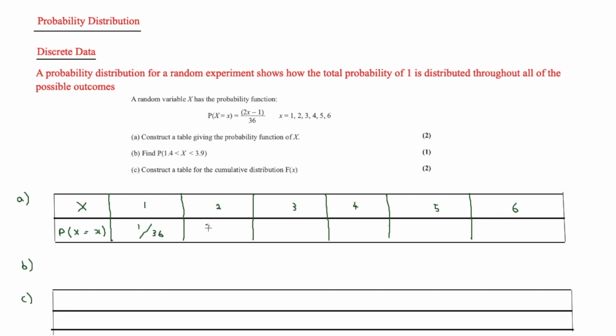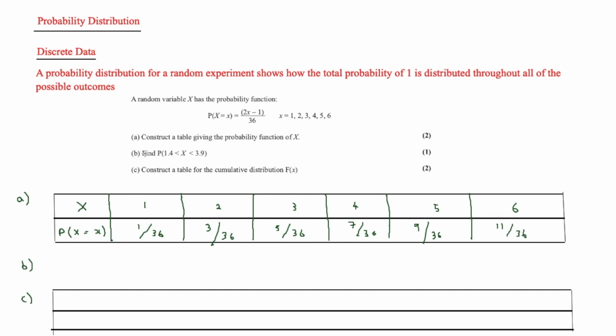Next one is going to be 3 over 36. Again, we're literally just subbing in these. So the next one will be 5 over 36. Then 7 over 36. Then 9 over 36. And finally, we're going to have 11 over 36.